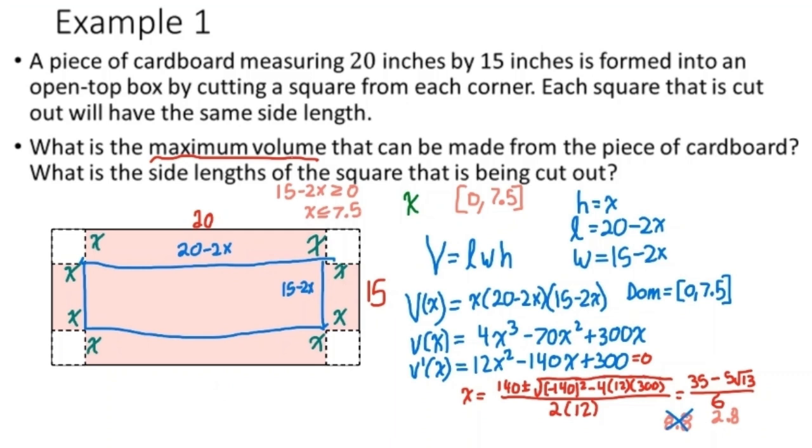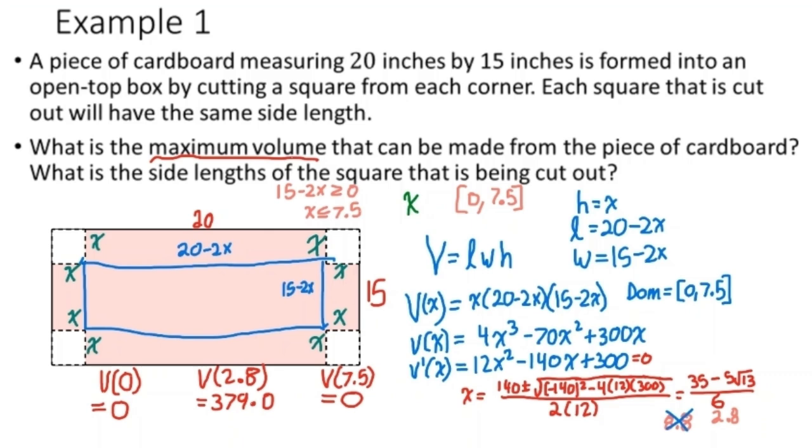Now we'll plug our endpoints of our domain and our critical number into our volume function. And we're going to approximate the 35 minus 5 root 13 over 6 as 2.8, since most of the times in these problems, you are going to be rounding to a certain value. If we plug 0 or 7.5 into our volume formula, they will both give us 0, whereas if we plug in the 2.8 we get 379 as the volume.